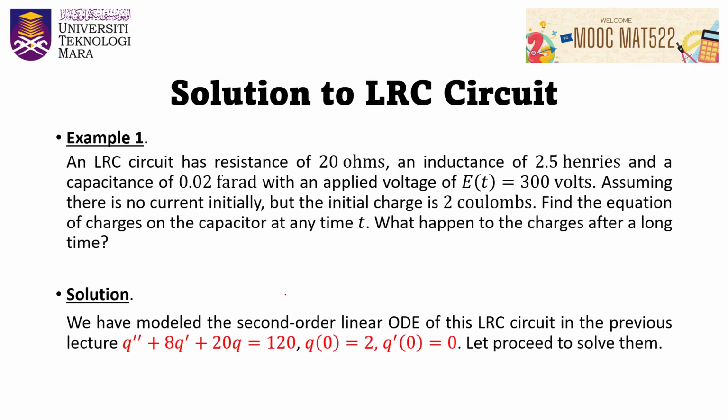Now, we refer back to the same example number 1 from the previous video for demonstration. Recall that an LRC circuit has a resistance of 20 ohms, an inductance of 2.5 henries, and a capacitance of 0.02 farad, with an applied voltage of E equals 300 volts. Now, assuming that there is no initial current, but the initial charge is 2 coulombs, find the equation of the charge on the capacitor at any time t. What happens to the charge after a long time?